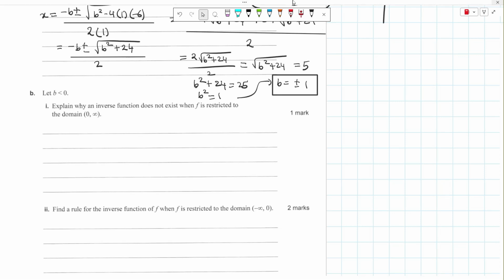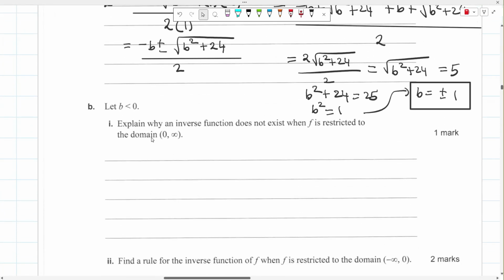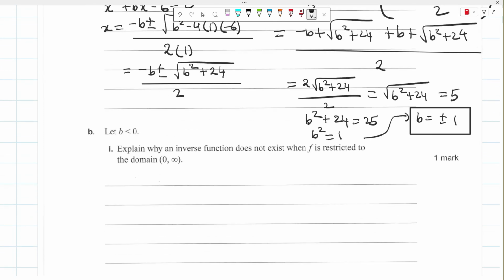Okay, let b be less than 0. Explain why an inverse function does not exist when f is restricted to the domain 0 to infinity. Okay, b is less than 0, so b is a negative number. The x-coordinate of the turning point of the graph is going to be negative b over 2a. Most of the time they call that the equation for the axis of symmetry. That's really just the x-coordinate of the turning point, which is going to be negative b over 2a.